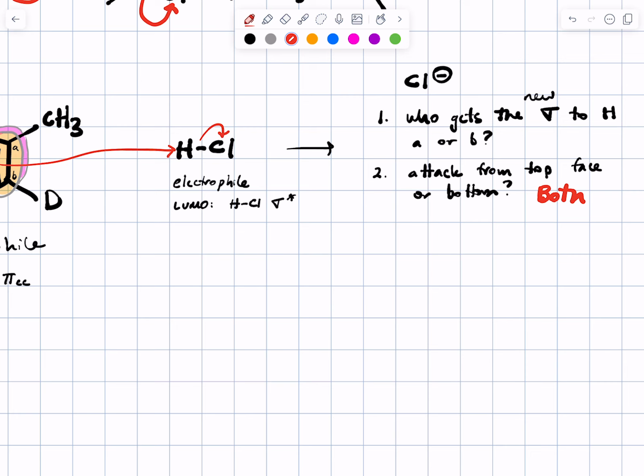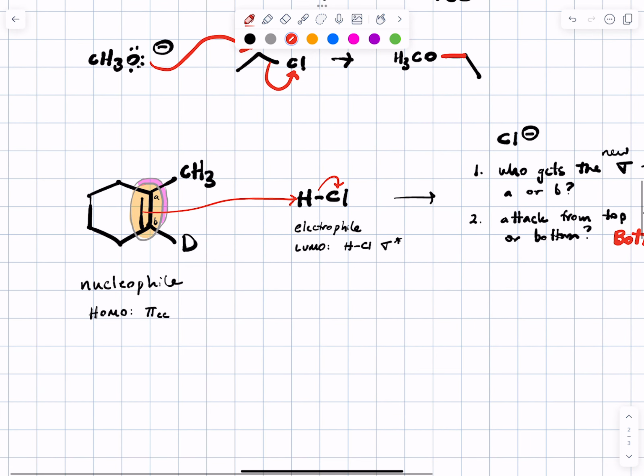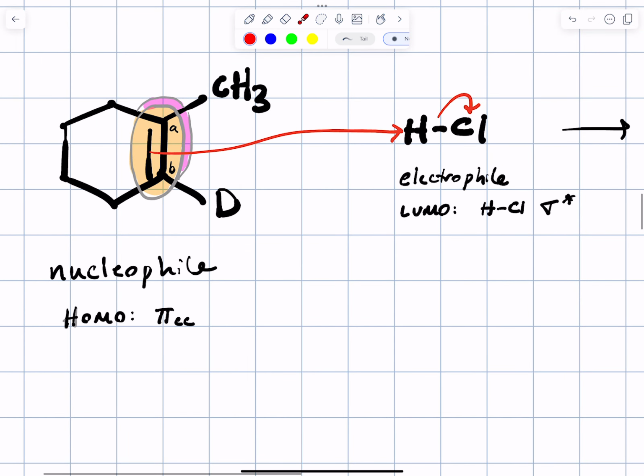Now, who should get the new sigma bond to hydrogen, A or B? Well, let's think through this. If A gets the bond to hydrogen, what will happen to B? It's going to be a carbocation, right? Because you took those two electrons that used to be shared between A and B, you took them away from B, and you used them to make the new bond with hydrogen with A. So there's going to be a plus charge. Similarly, if B gets the hydrogen, A has the plus charge.